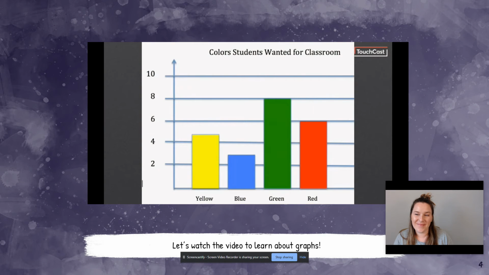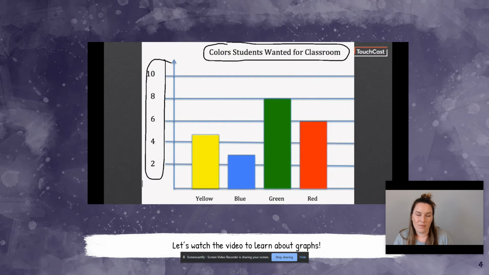With a bar graph, you're going to find some things that are similar and some things that are different. The similar things are you have a title at the top, and the title tells you what we're looking for, and that's colors students wanted for the classroom. On the side here now, there's something a little bit different. With a bar graph, these are the numbers that will count for how much somebody has. 2, 4, 6, 8, 10. Sometimes it'll go up by 1s, sometimes it'll go up by 5s, but it's going to go up in numbers.